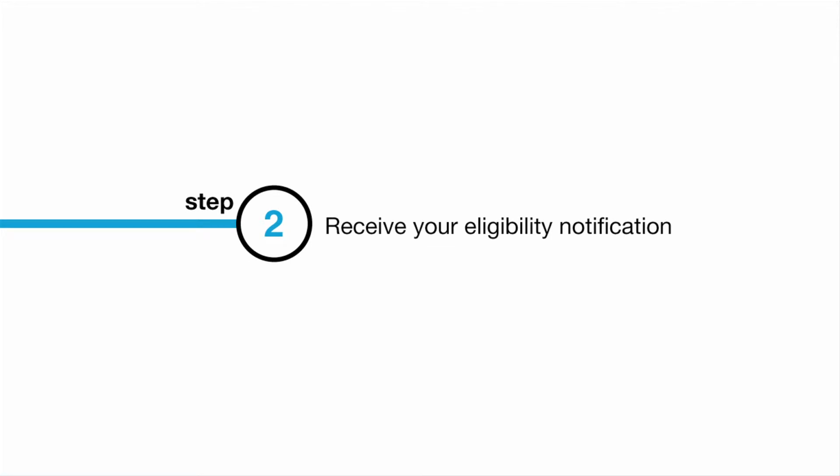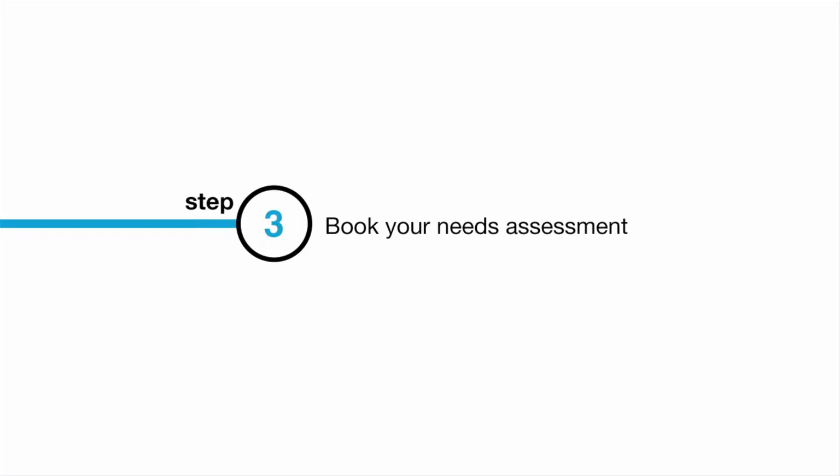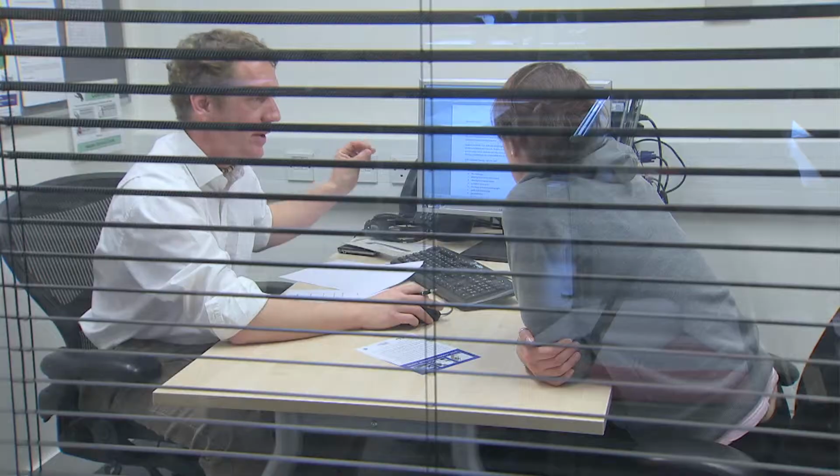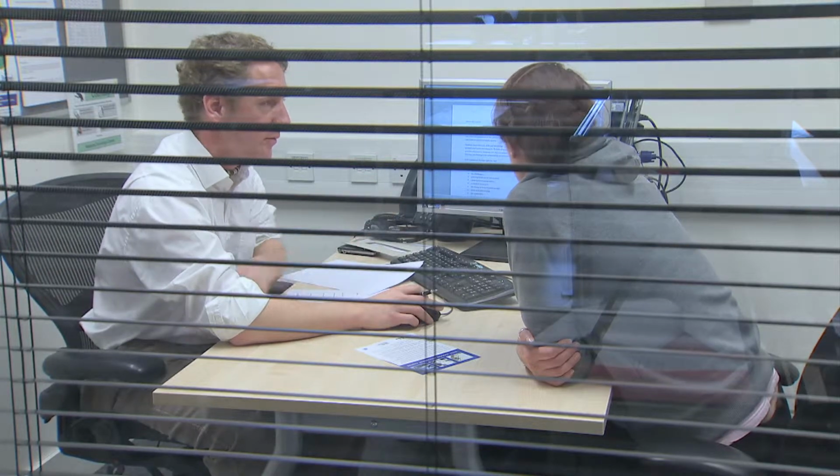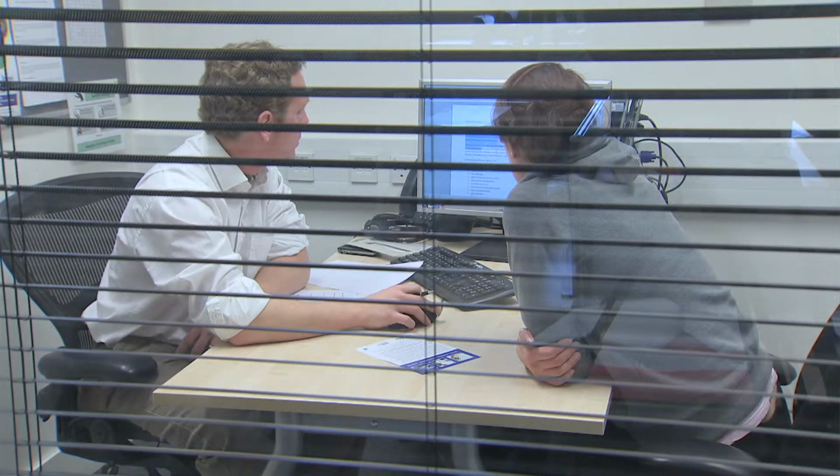Step 2 would be receiving a letter from ourselves saying we've accepted your application and to contact a needs assessor. Step 3 would be going to see your needs assessor to have your needs report done, so we know what sort of things can be put in place for your application. The needs assessment is not any kind of test. It's a chance for the student to talk about their disability and any impact that has on their studies.